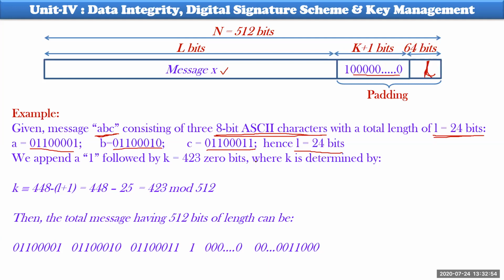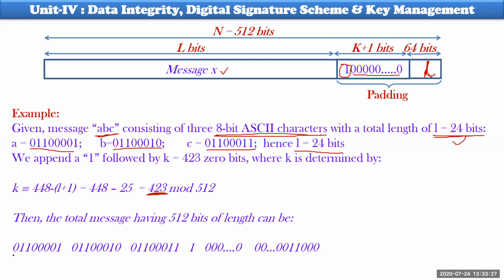And here, how many bits are being appended with the one? So 448 minus (1 plus L). That is 448 minus 25. L will be equal to 24 and 1 will be padded here. So that is 25, 448 minus 25. That could be 423 zeros that must be added here.